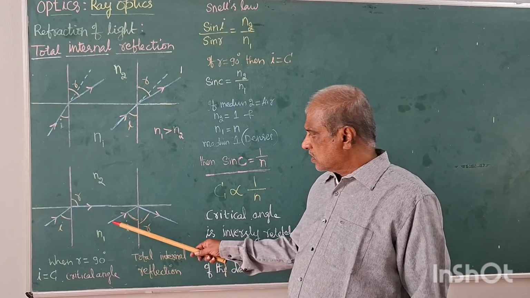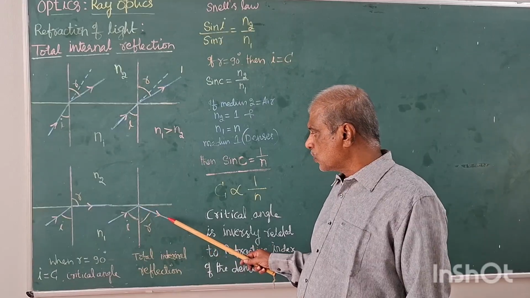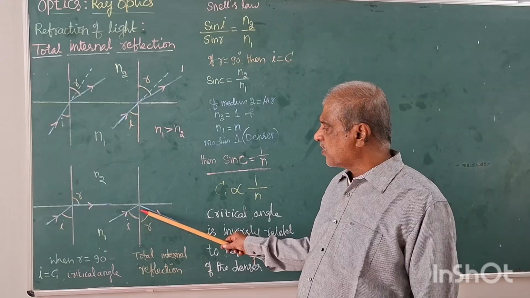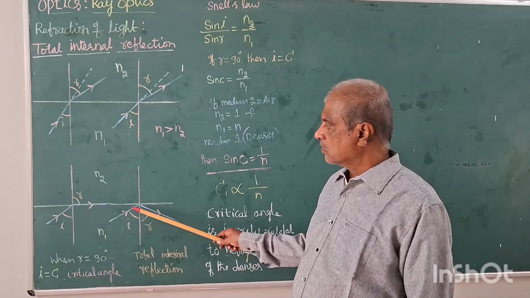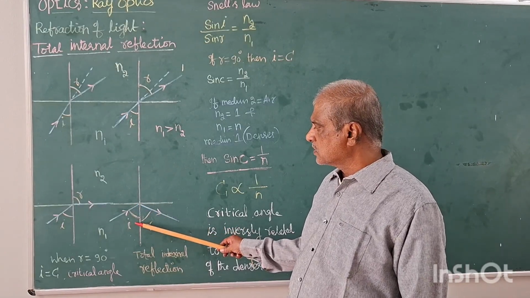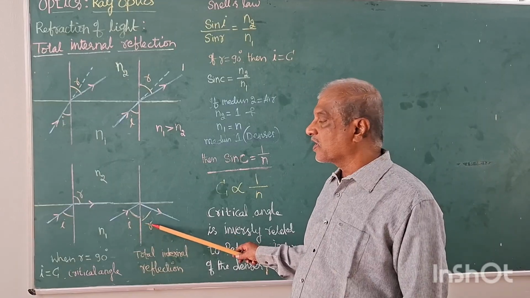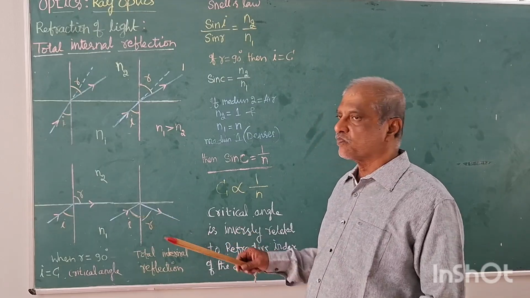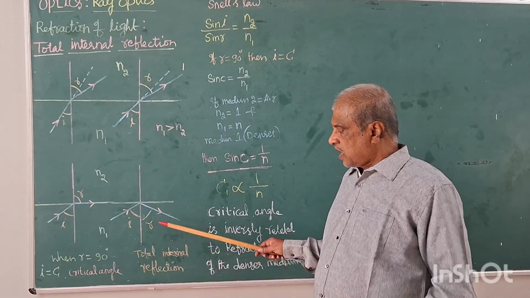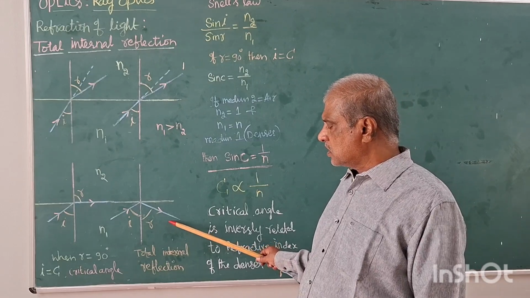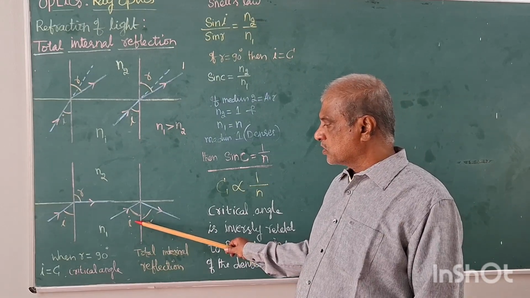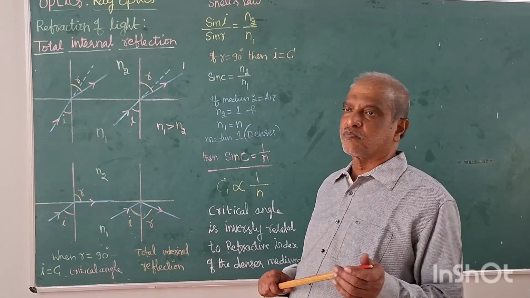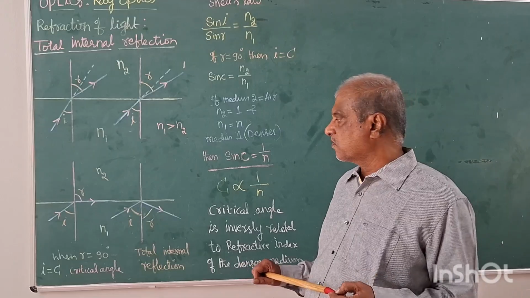Look at that. This is an incident ray, and the other is a refracted ray, of course, but it looks exactly like reflection at a plane surface. So now it becomes angle of incidence, angle of reflection. It is an incident ray and a reflected ray inside the denser medium. This happens in the denser medium when the angle of incidence is more than the critical angle. This is known as total internal reflection. Total internal reflection.